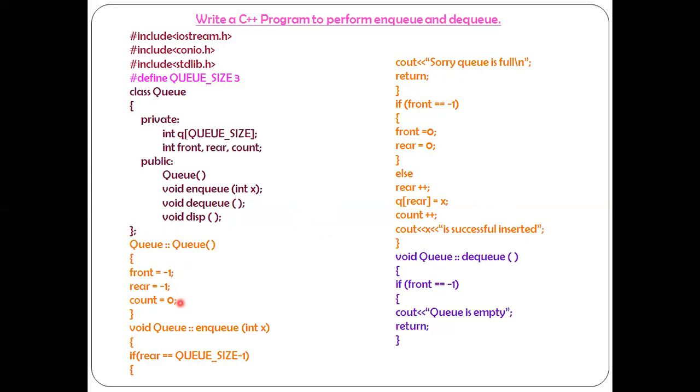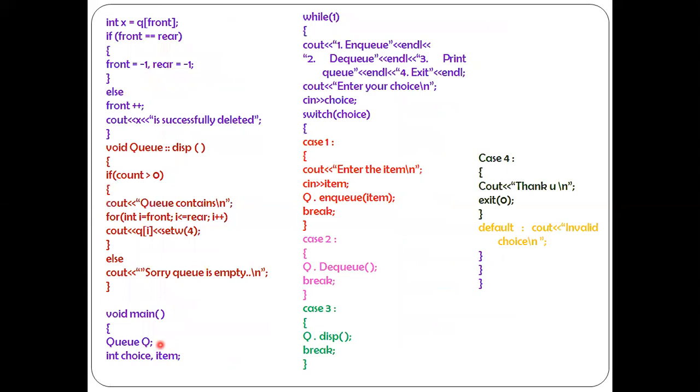After that, again, it goes to the void main function here. After the creation of the object, 2 variables were declared: item and choice, both of type integer. The next, while of one means it is going to display a list of messages: 1 for enqueue, 2 for dequeue, 3 for print the queue, 4 for exit. Enter your choice. As in the previous program to perform push and pop operations, there we used to display 1 for push, 2 for pop, 3 for print, 4 for exit.